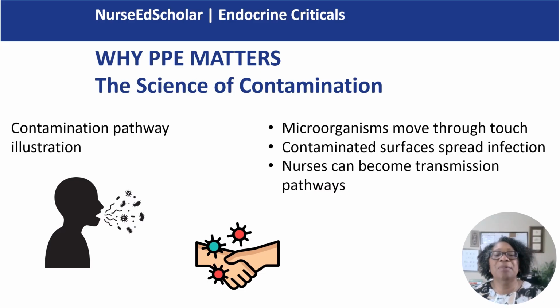Before we talk about PPE, you have to understand contamination and contamination zones, because infection control is all about the movement of microorganisms. They can move through touch, through respiratory droplets, on surfaces, on bodily fluids, and of course, in the air. But here's the critical concept: once a contaminated surface touches a clean surface, that clean surface becomes contaminated. And that is the entire reason why the PPE sequence matters.